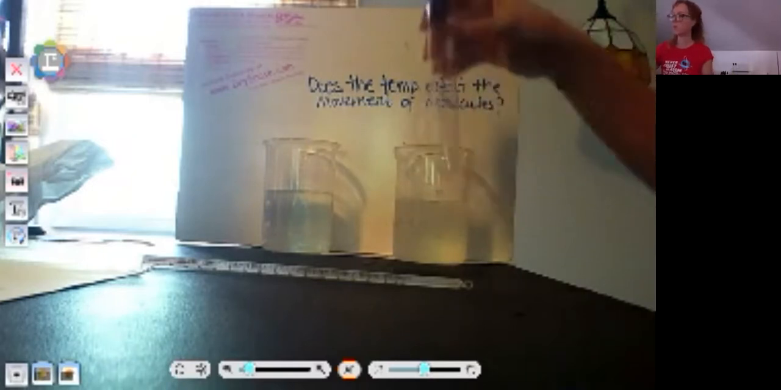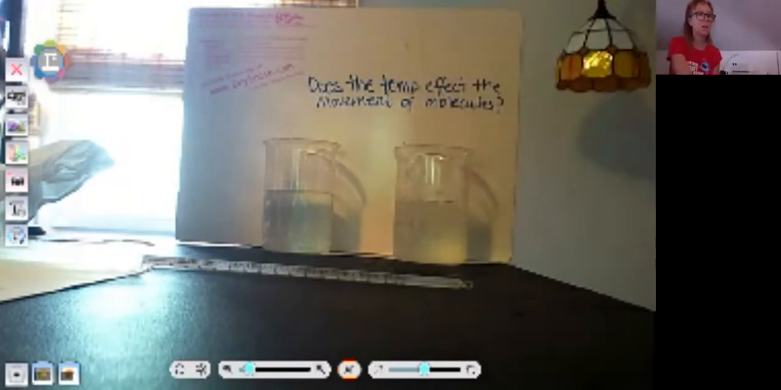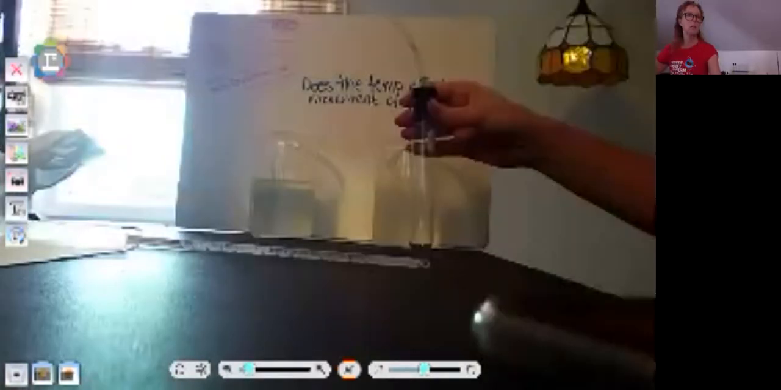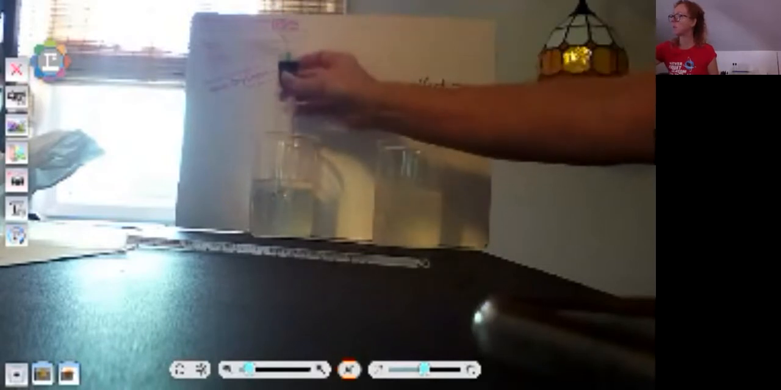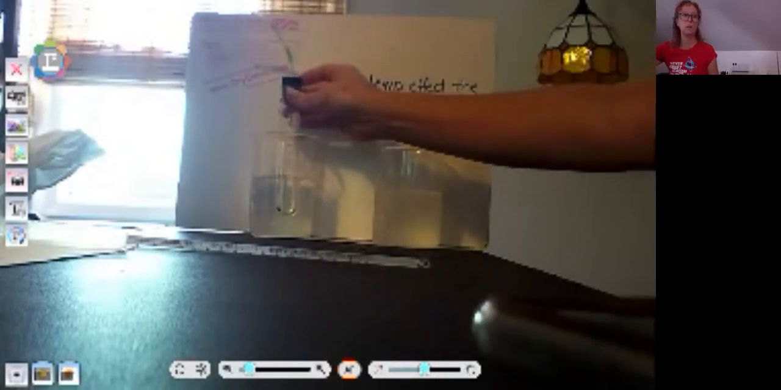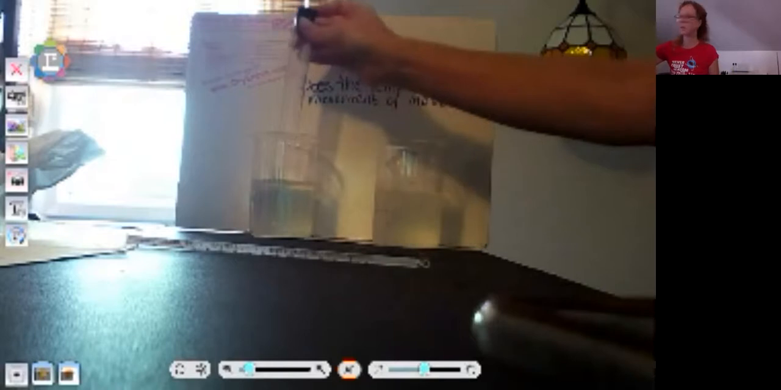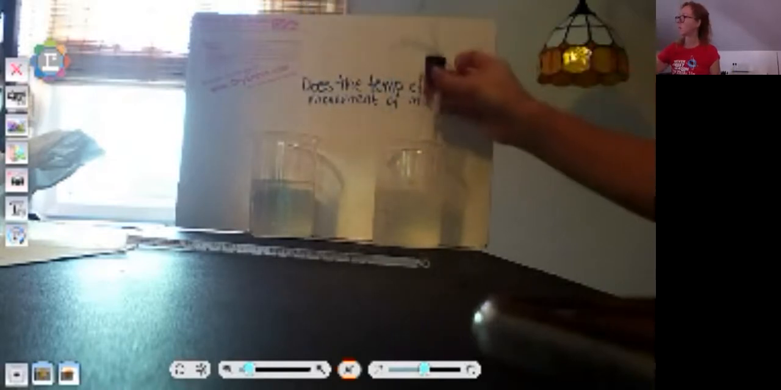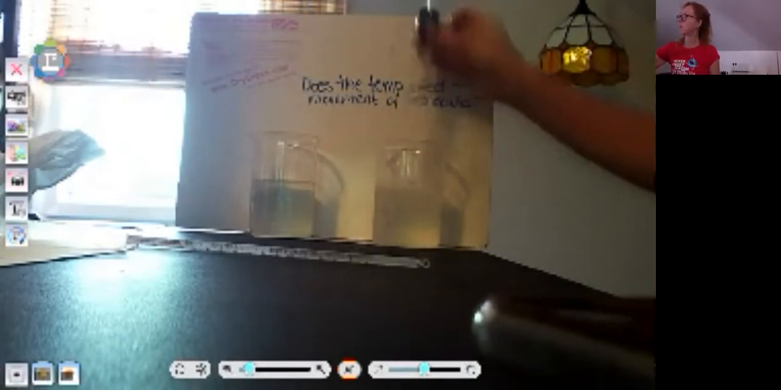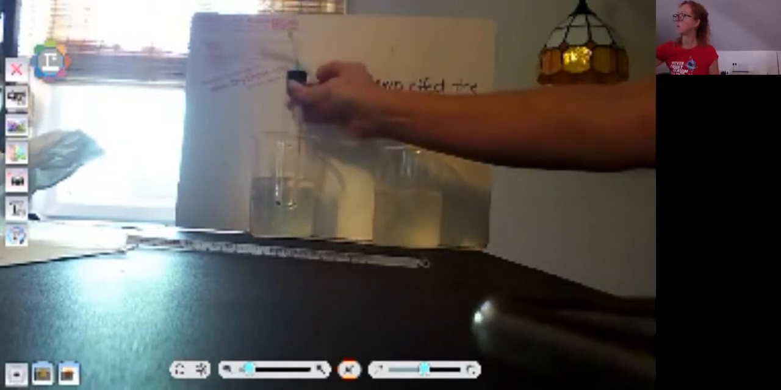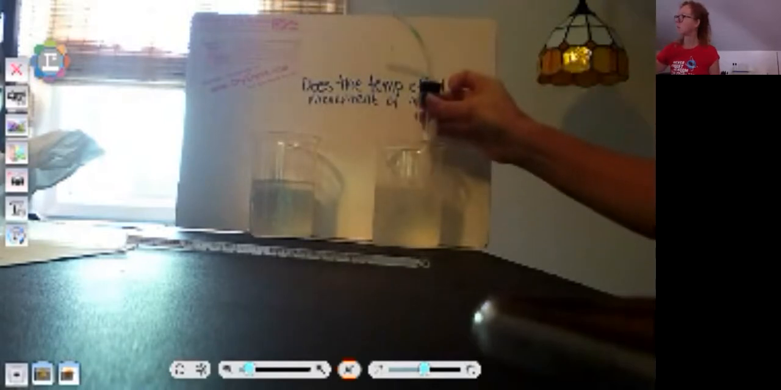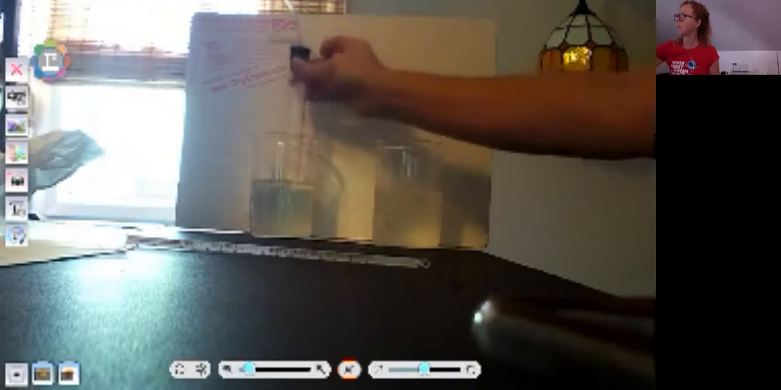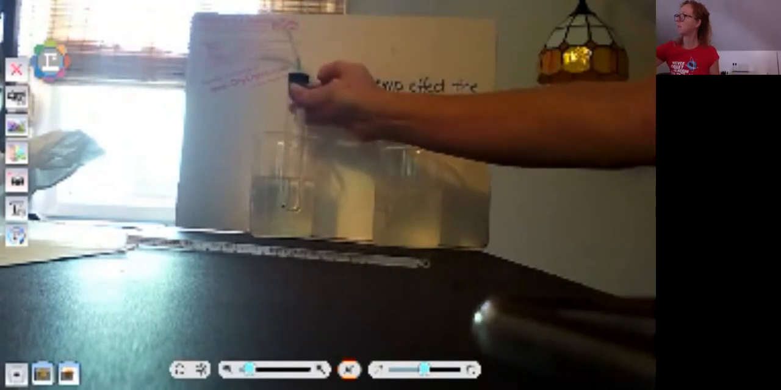And I'm going to try to move this back a little bit so you can see it even better. So let's see if you can see this better. This is the warm water. And this is the cold water. Warm water. Cold water. So why is it moving up?